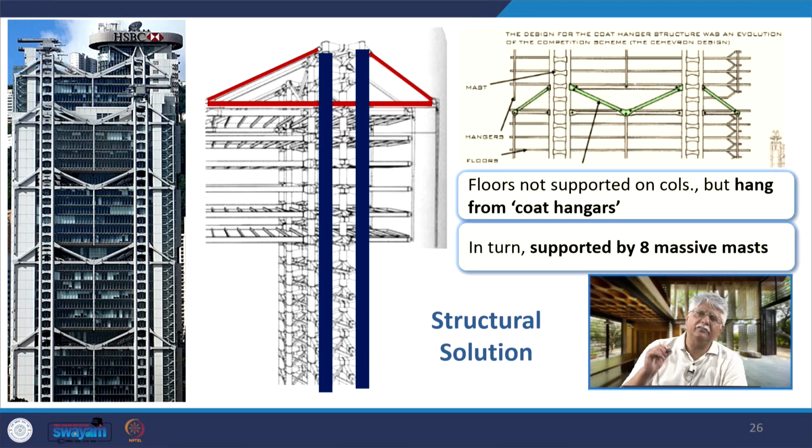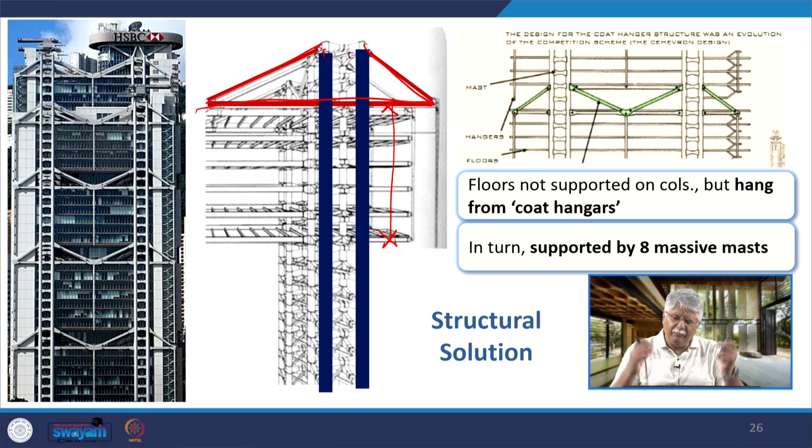So the structural solution turned out to be these coat hangers, and a certain number of floors would be hanging from the coat hangers. The coat hanger is connected to the mast. There are 8 such masts, 4 on one side and 4 on the rear of the building, and from the coat hanger and the mast are hanging a certain number of floors.